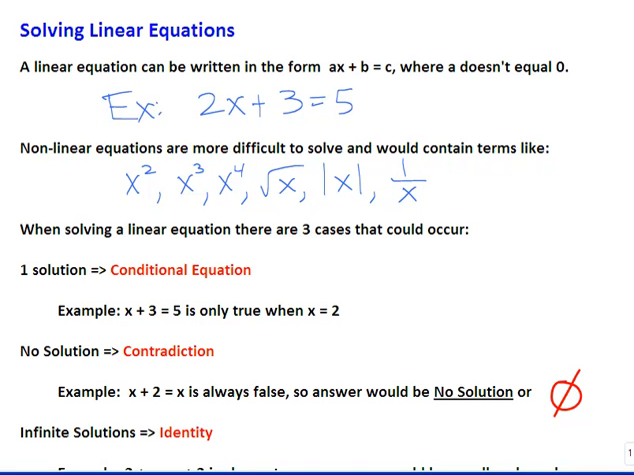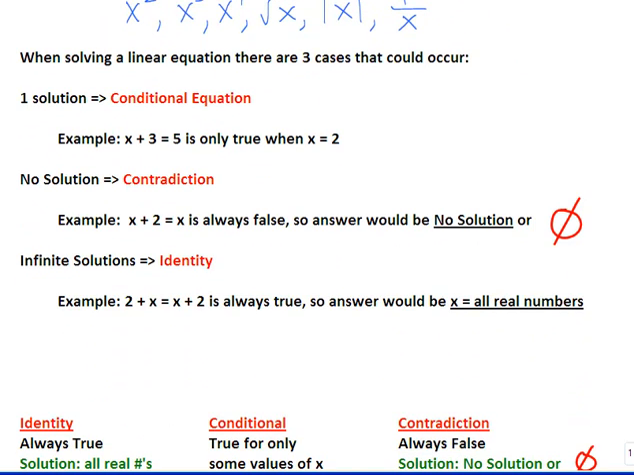Now, when we're working with linear equations, there are three situations that could occur when you find your solutions. There might only be one solution to your equation, and that's the most common case, and that's called a conditional equation. An example would be x + 3 = 5. We know that that's only true when x is 2, so that's the only value that works, so you only get one solution, 2.